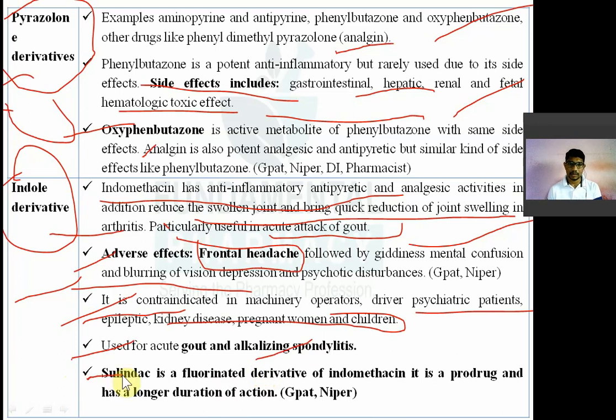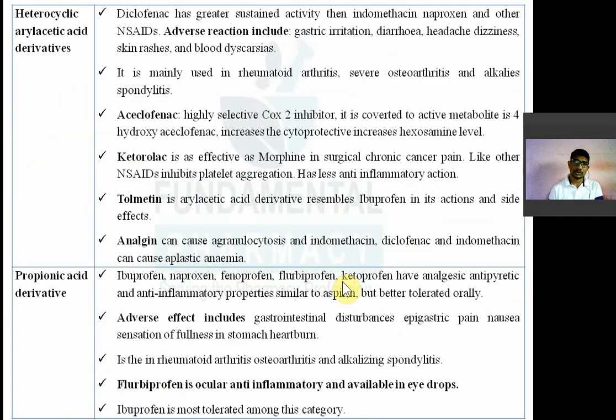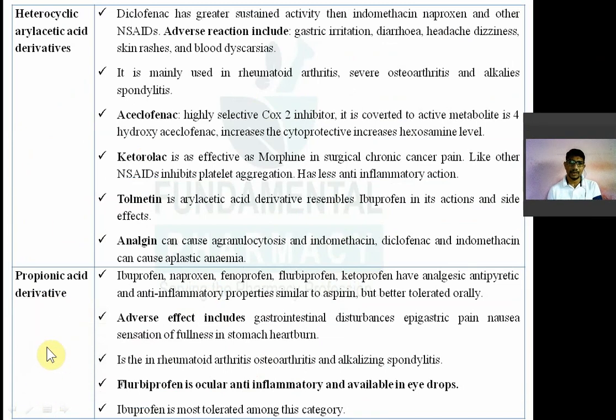Sulindac, a derivative of indomethacin. Sulindac is a fluorinated derivative of indomethacin. It is a prodrug and has a longer duration of action. These are the important points. Now we'll see the next category: heterocyclic arylacetic acid derivatives. If you see the reference book, they have mentioned a lot of information regarding each category, but not everything is important for GPAT. So I have highlighted only pinpoints for GPAT.